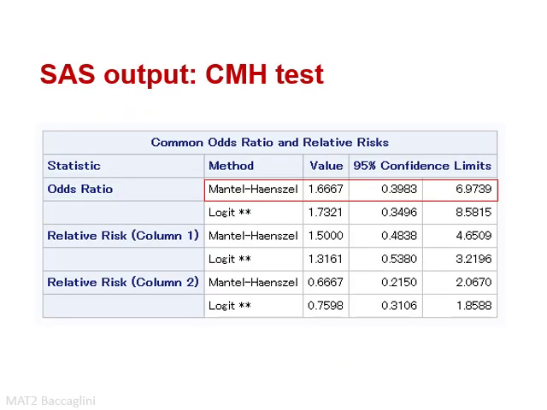By doing this, you're going to see the Mantel-Haenszel odds ratio, and this will be your matched odds ratio. It's 1.67, and the confidence interval is 0.40 to 6.97.